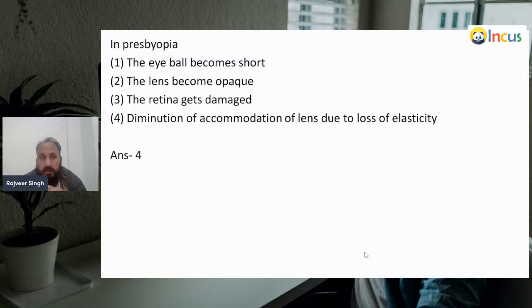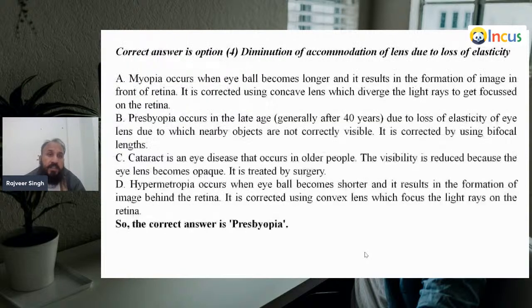Next, in presbyopia, there is diminution of accommodation of the lens due to loss of elasticity. So the right answer is the fourth option. Because in myopia, as I told you already, the eyeball becomes longer and the image forms in front of the retina. It is corrected using a concave lens, which diverts the light rays so they get focused on the retina.